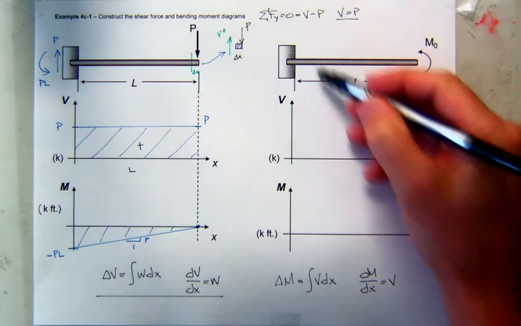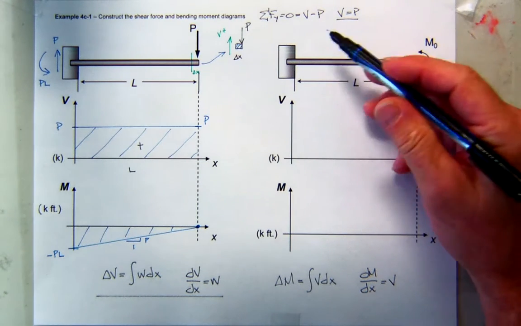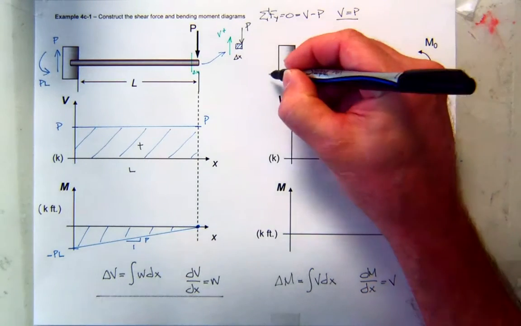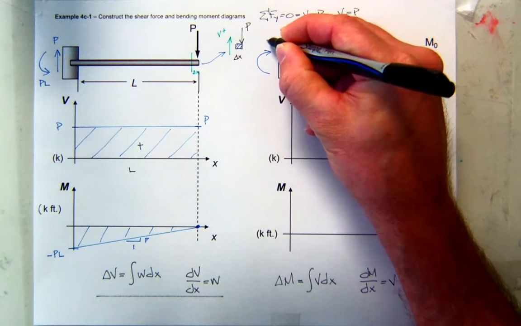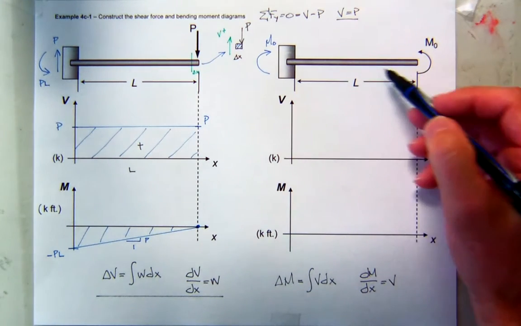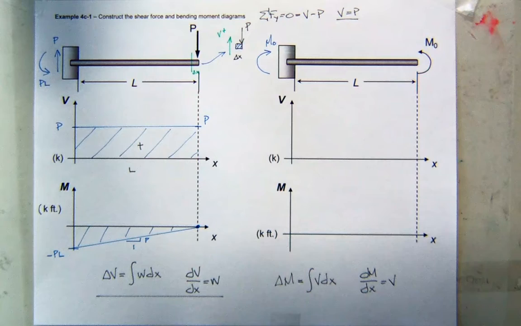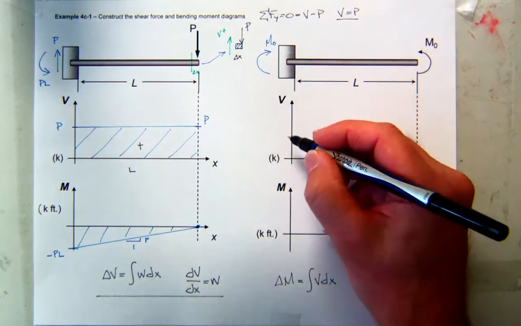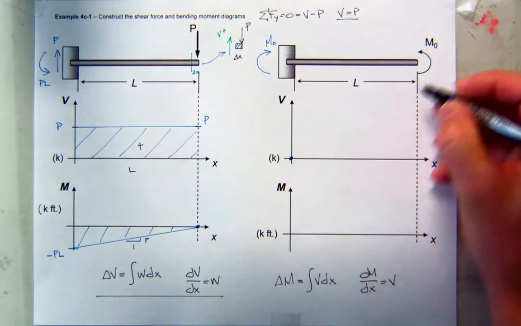Well, there's no force on this beam, so there's no force reaction. There's an applied moment, so there's a moment reaction. If I sum forces in the y direction, there are no forces to sum, so I don't need a reaction. So what's my shear diagram going to look like? What's the shear here? 0. What's the shear at the free end?